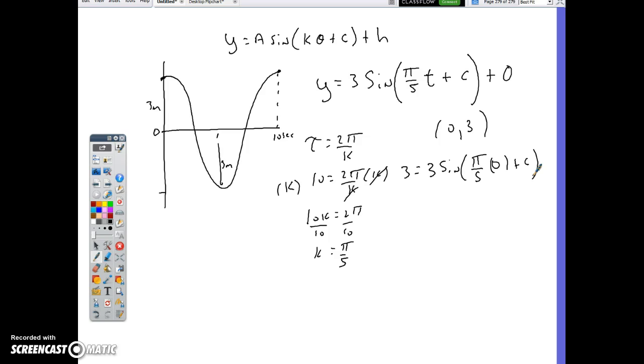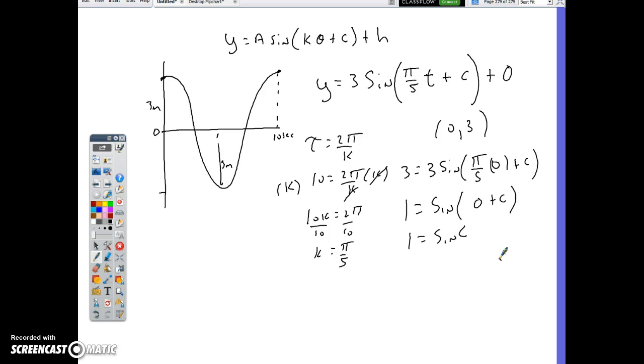So step 1, I peel off the 3 here. How do I get rid of that 3? It's 3 times sine, so I divide both sides by 3. 1 equals sine. What is pi over 5 times 0? 0. Simplifying further, I get 1 equals sine of c, right? 0 plus c is c.